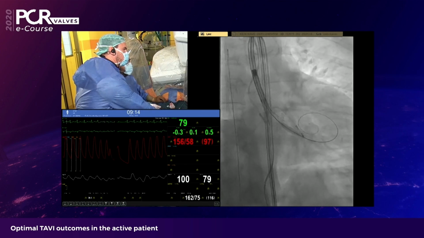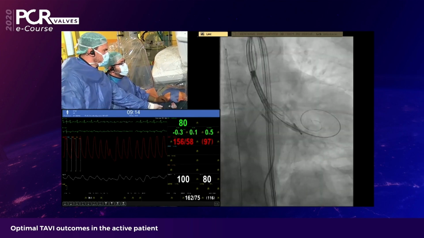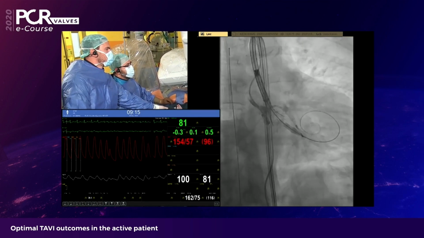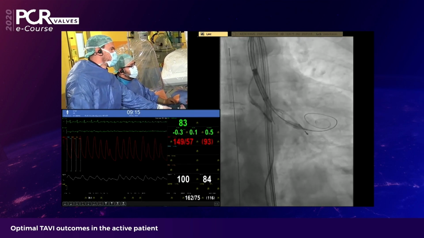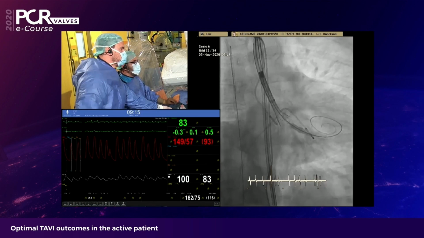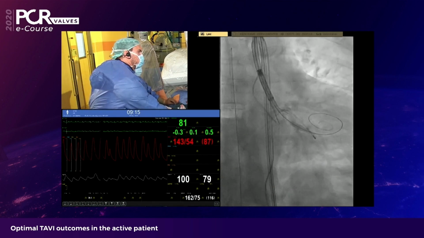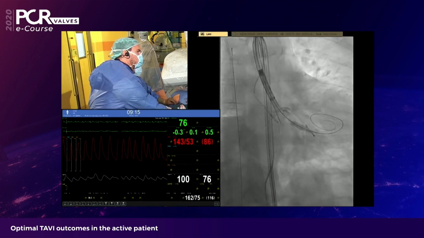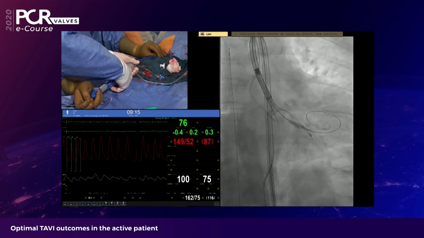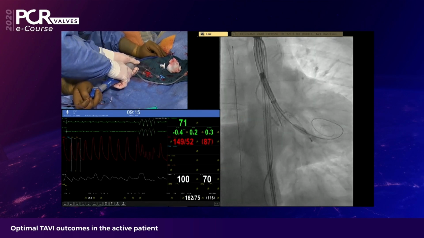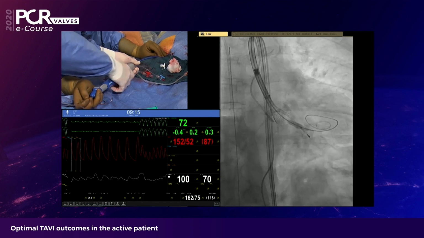Okay, we'll stop here and take a picture again. That looks good. Yeah, I think it's fine. We are maybe at 2 millimeters. So let's start pacing here, please. 140. Okay, I'll film this and we'll do it very slowly.